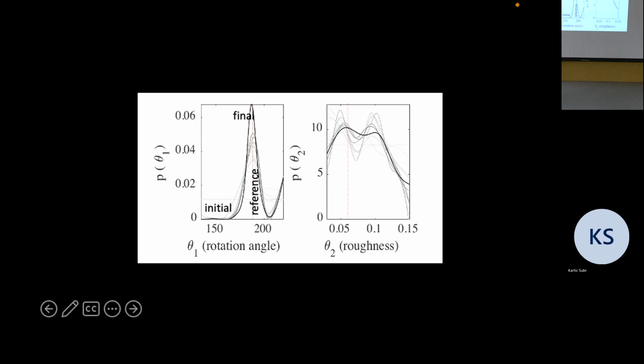Now let's look at θ1. That gives you a rotation angle, this is the reference, and you can see that the distribution converges to around the reference. For roughness, it doesn't really. It kind of gives you a mode there, but not really converges to a nice tight distribution. So what this tells you is that even though you might estimate the parameter correctly around 0.06 for roughness, your uncertainty is very large.